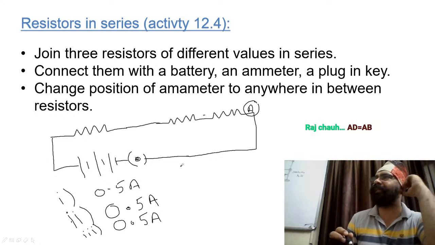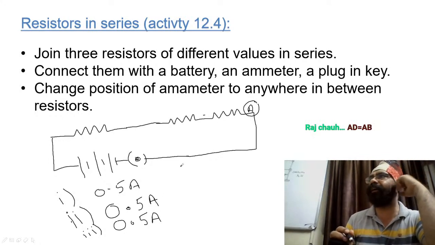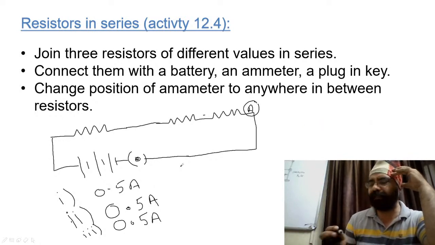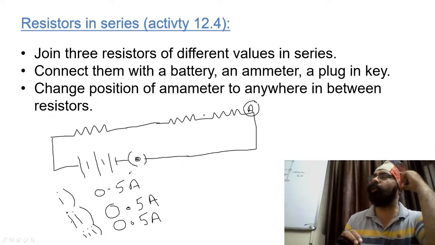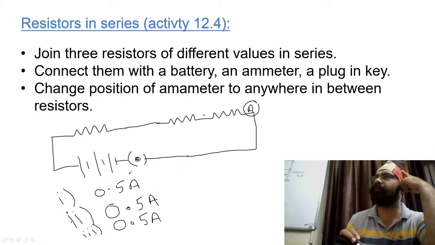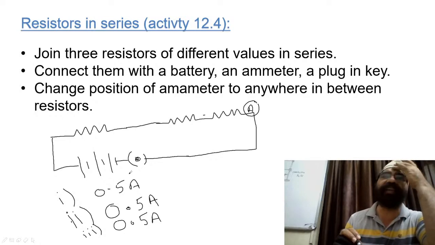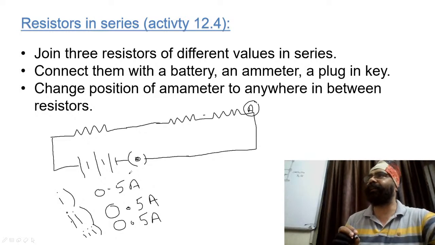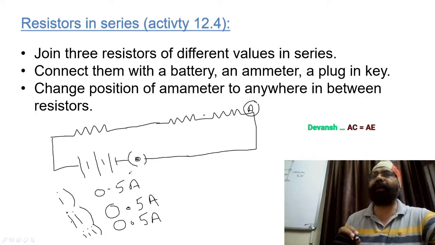So from this activity, what do you learn? It's not different. I get the same reading, 0.5 ampere each time. I don't get a different reading. There is no variation in the current. So from this activity, what have I learned? No, Anushka, it's the same. I don't get a different reading. I get the same reading.